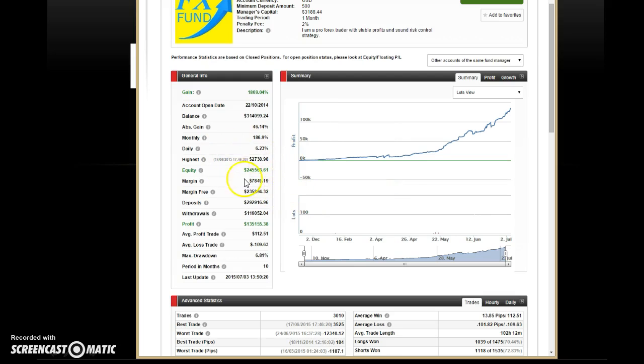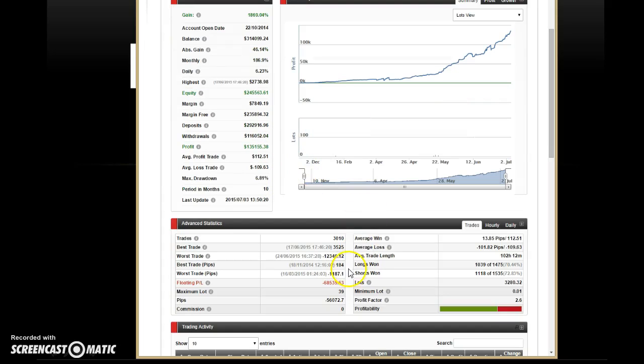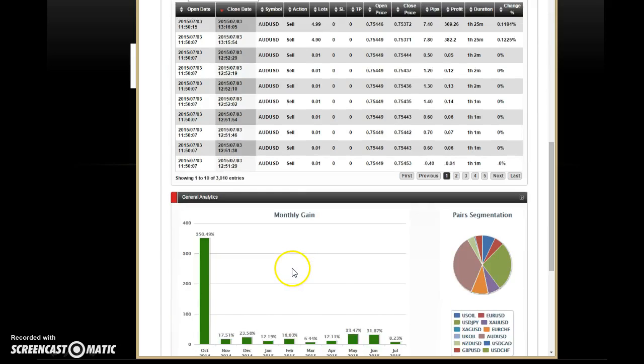This one has an equity of 245,000, but it has a floating profit loss of 68,000, which is pretty bad. It means that he's not closing most of his losses, and then over time I'm pretty sure that this system is going to ruin the entire account.